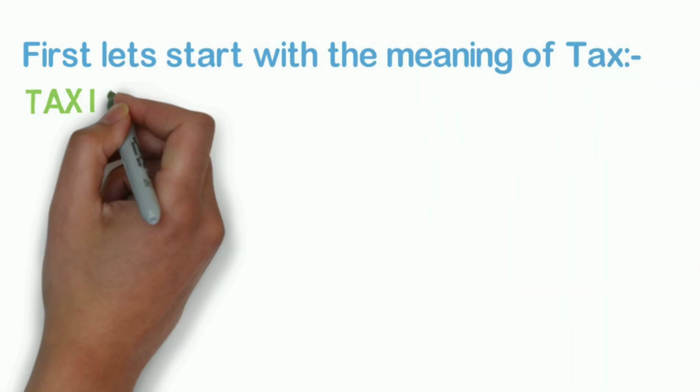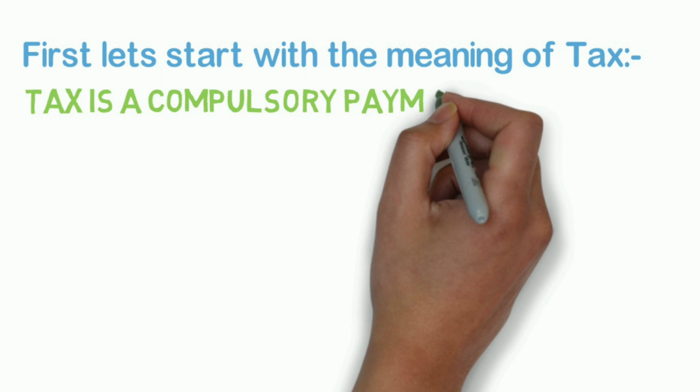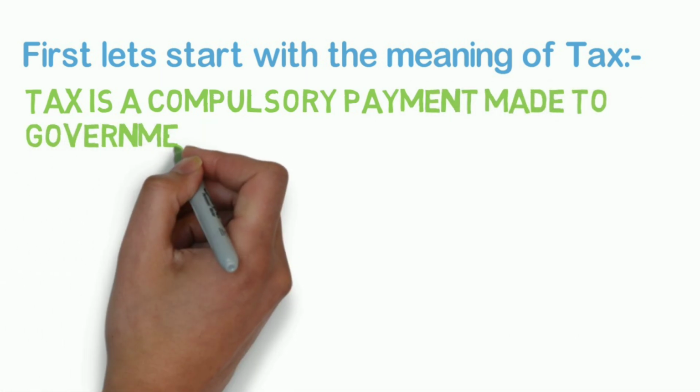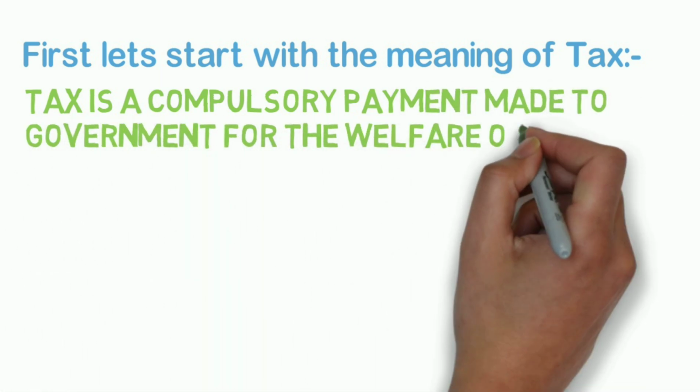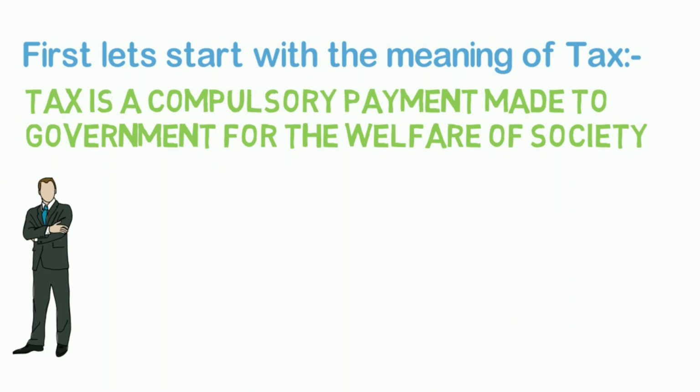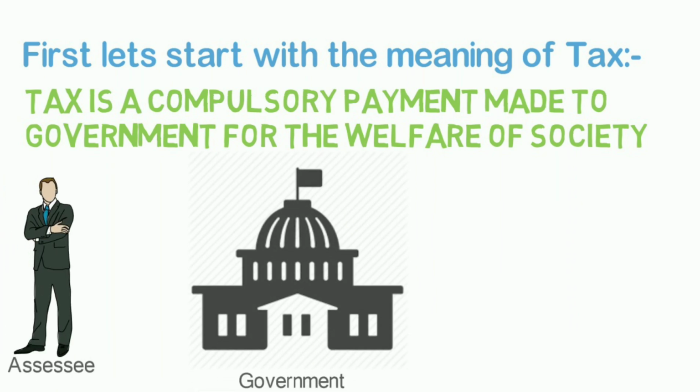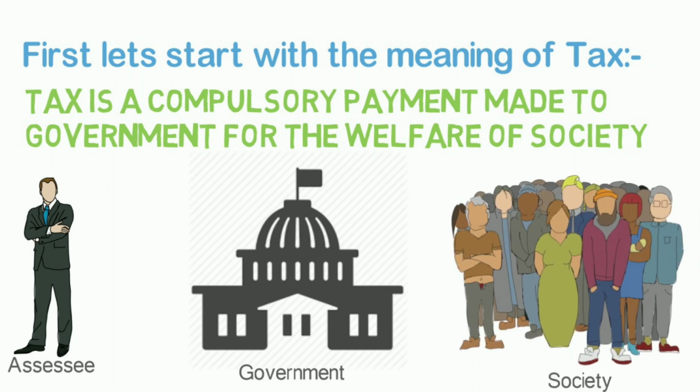As you all know, tax is a compulsory payment made by the assessee to the government for the welfare of the society. For understanding this, let's take three characters. The first one is the assessee, the second one is the government, and the third one is society. As you can see, the assessee will pay tax to the government and the government will utilize the tax money for the welfare of the society.